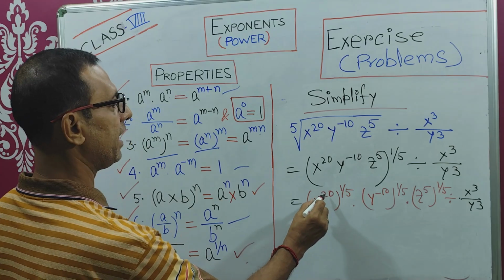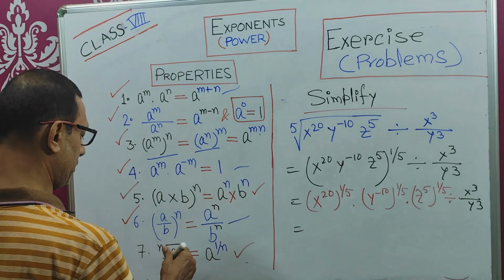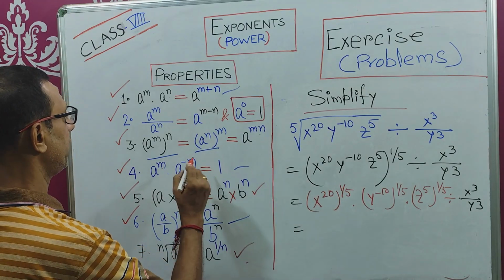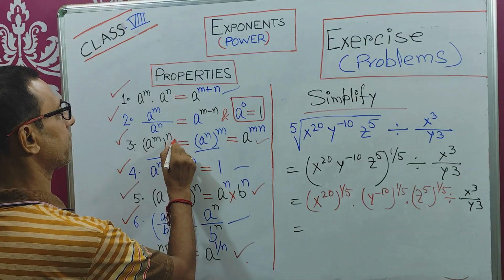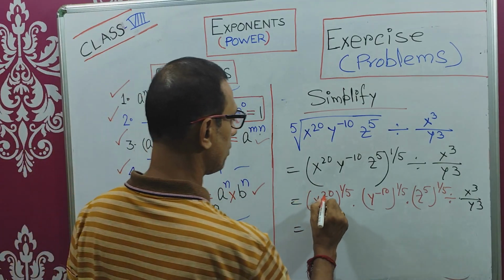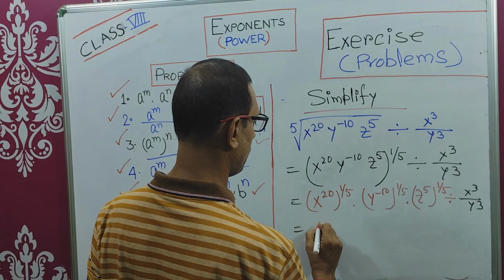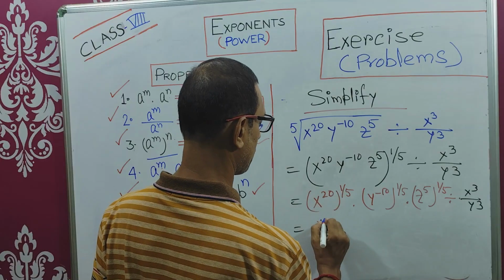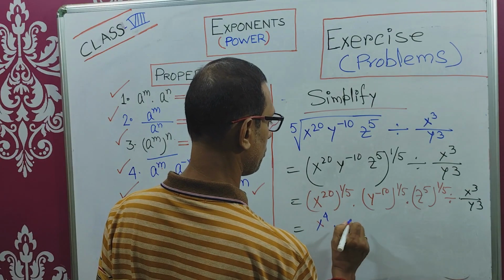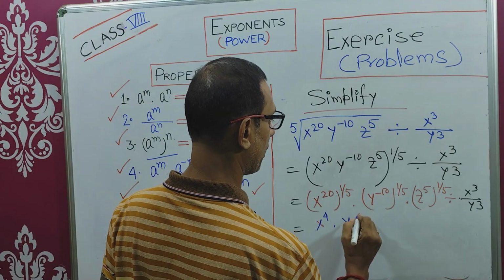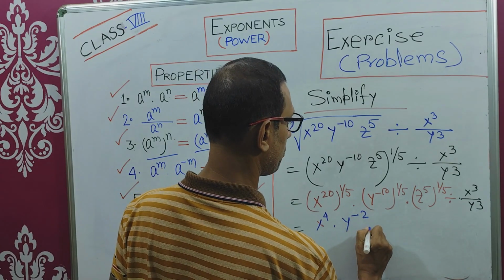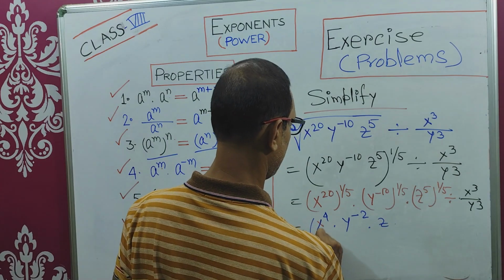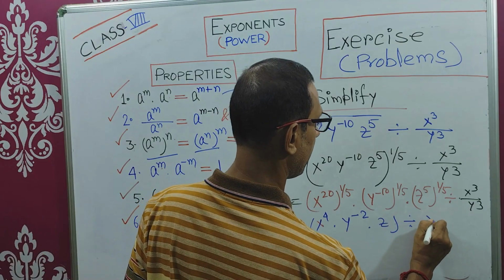Then just simplify this one. (x to the power m) whole to the power n. That means this formula you are utilizing. So many formulas you are using here. (x to the power m) whole to the power n means x to the power mn. (a to the power m) whole to the power n equals a to the power mn. You are multiplying the powers. So x to the power 20 into 1/5, that means x to the power, 5 4s are 20, so x to the power 4, into y to the power minus 10 into 1/5, so minus 2, into z to the power 5 cancel, so z, divided by x cube by y cube.